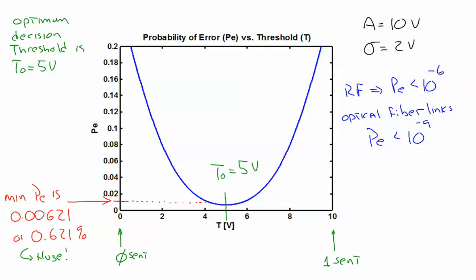In any event, the question at hand for this particular example was to determine the optimum decision threshold when 1s were represented by 10 volts and 0s represented by 0 volts. The not particularly surprising answer is that my optimum threshold is 5 volts. All right. Well, that's all for my introduction to Bayes' decision strategy.